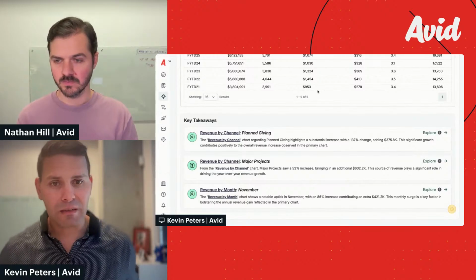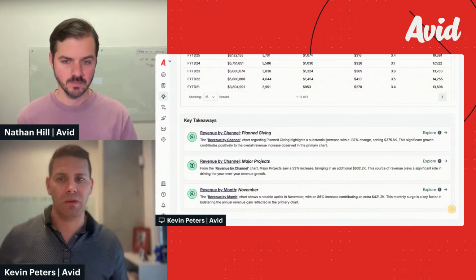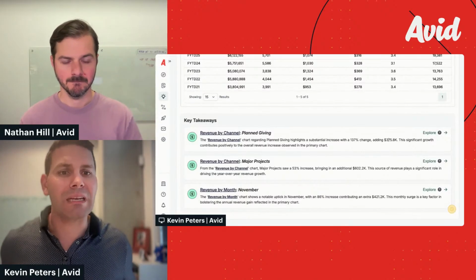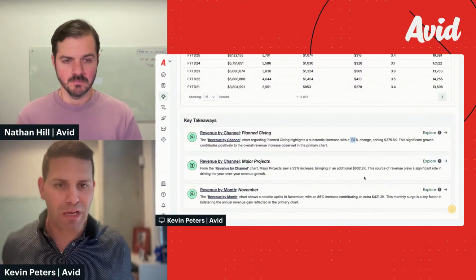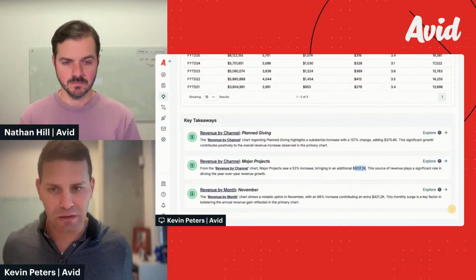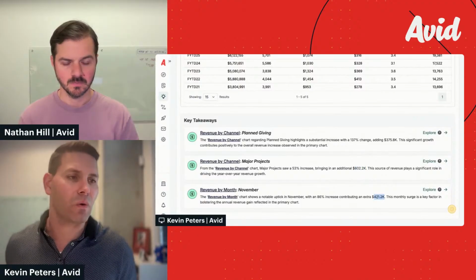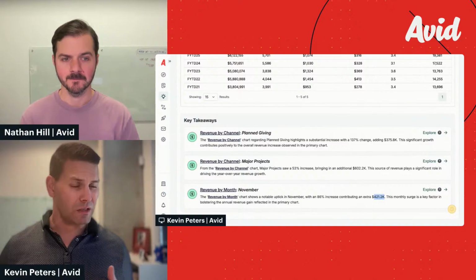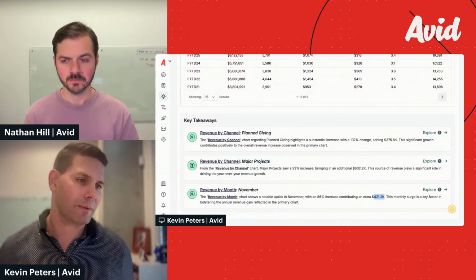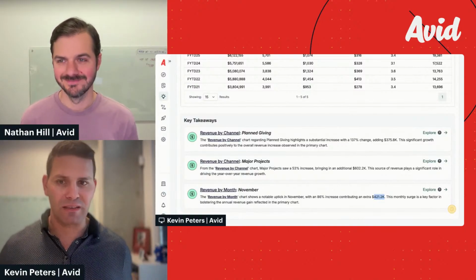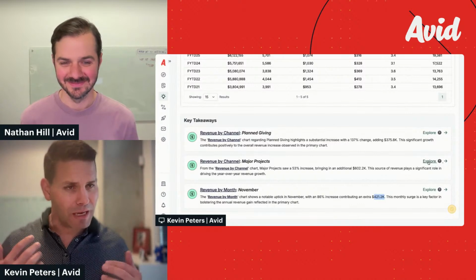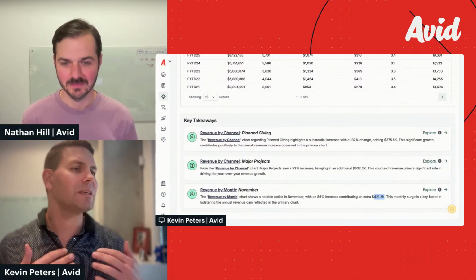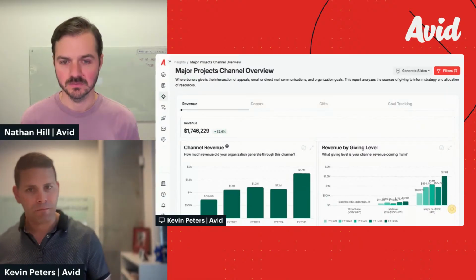If you're up 6%, there's multiple factors that contribute to it. Your revenue by channel for the planned giving is up 137%. Major projects is up $600,000. November saw an extra $421,000, so that it should present you some information. Some you'll know. November's up because a major donor left a bequest. That makes sense. But major projects being up is a surprise. Let me dig deeper in that and figure out the why.